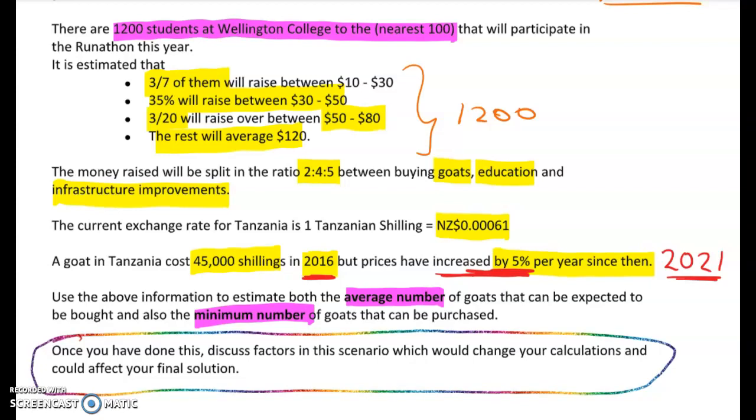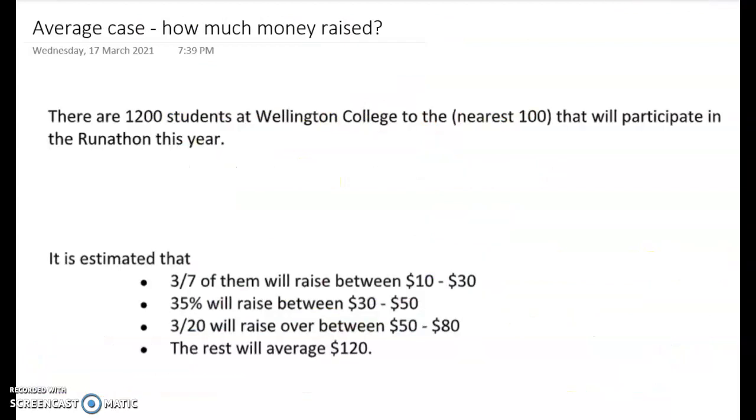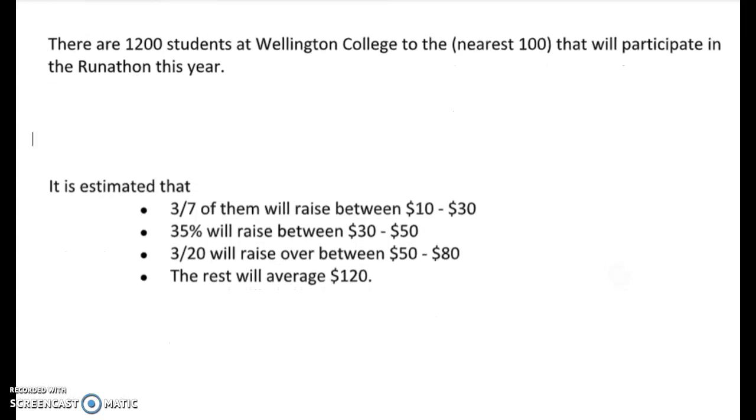So I'm going to go pretty slowly through the first 2 parts. We have to figure out, first of all, the average number of goats that we can expect to buy. And then we have to go back and figure out the lowest possible. In other words, the most conservative estimate. I'm going to break this into 2 parts for the average case. The first thing I'm going to do is figure out how much money is being raised. So this is the relevant information.